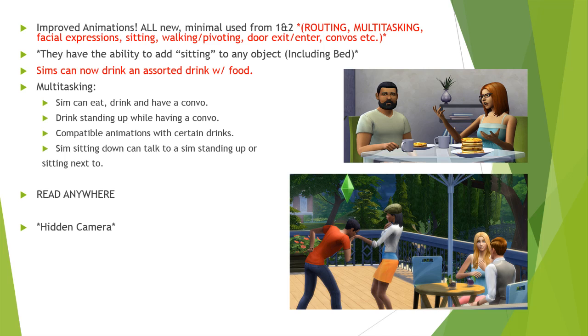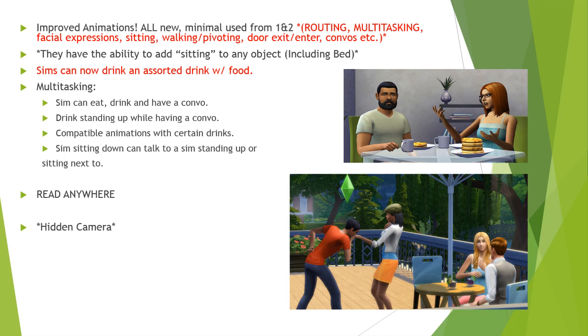Sims sitting down can talk to a Sim standing up or sitting next to them. So pretty much, if your Sim is sitting down next to a Sim and they're talking, a Sim can come up and start talking to them while standing, while the other two are on the couch. Does that make sense? Two Sims are sitting down on the couch, they're talking, another Sim walks over while standing up and starts to talk to them. I will get more into the sitting while talking conversations later on.